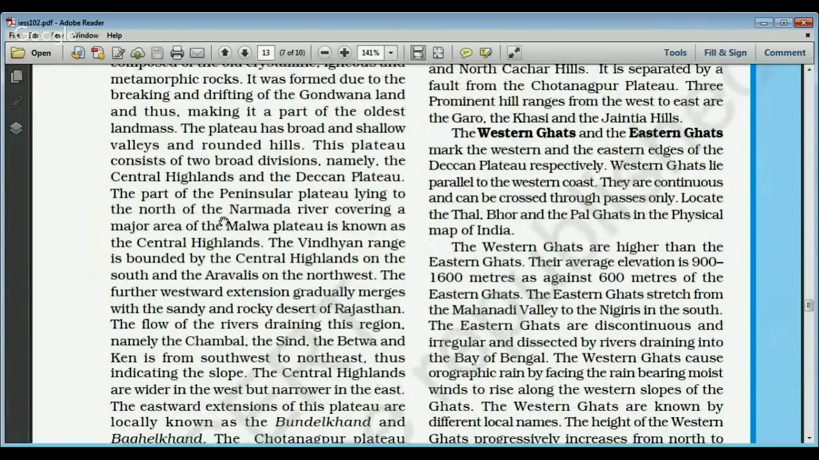The part of the peninsular plateau that lies north of the Narmada River and covers a major area of the Malwa Plateau is known as the Central Highlands. They are surrounded by the Vindhyas range on the south and the Aravalli on the northwest. So the Central Highland will be in the middle, the Aravalli on its northwest side, and the Vindhyas range to the south of the Central Highland.